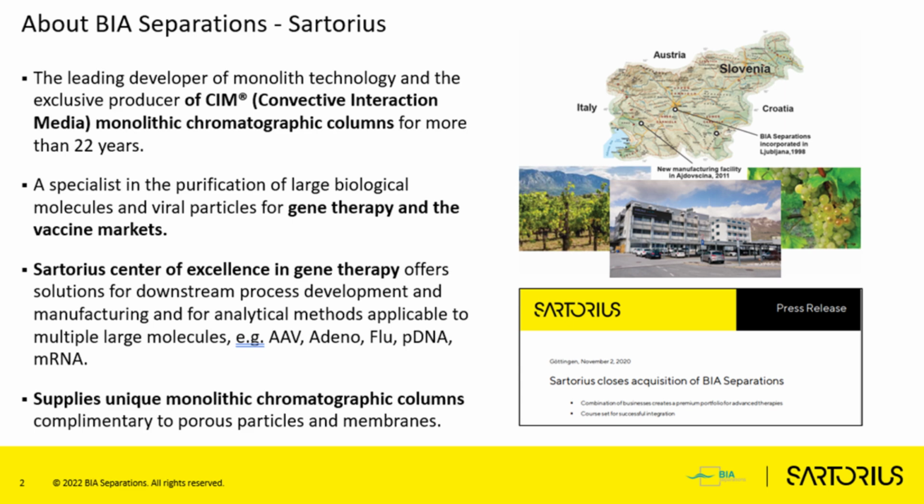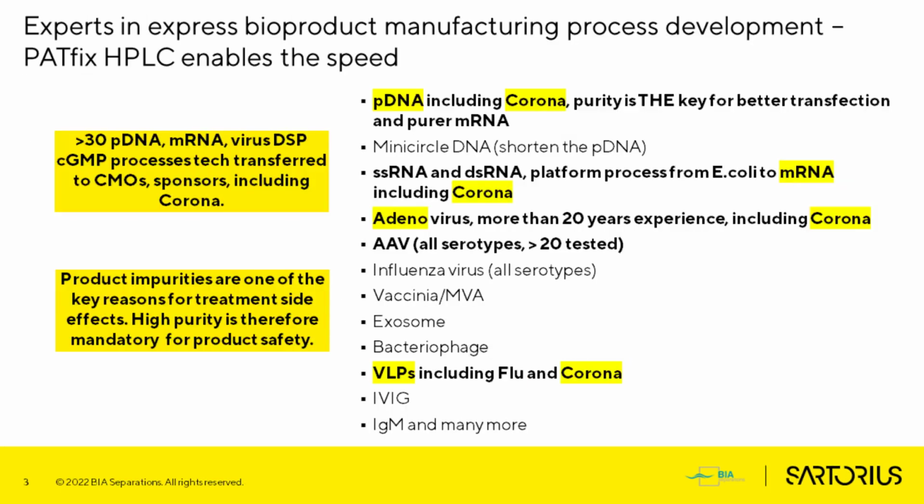A little bit about BIA Separations. We are the leading developer of monolith technology, and we're the exclusive producer of convective interaction media chromatographic columns. Since a little bit more than a year ago, we are now part of the Sartorius family, and we are their center of excellence in gene therapy. Our products are especially used in gene therapy and vaccine markets, and we supply unique monolithic chromatographic columns which are complementary to porous particles and membranes.